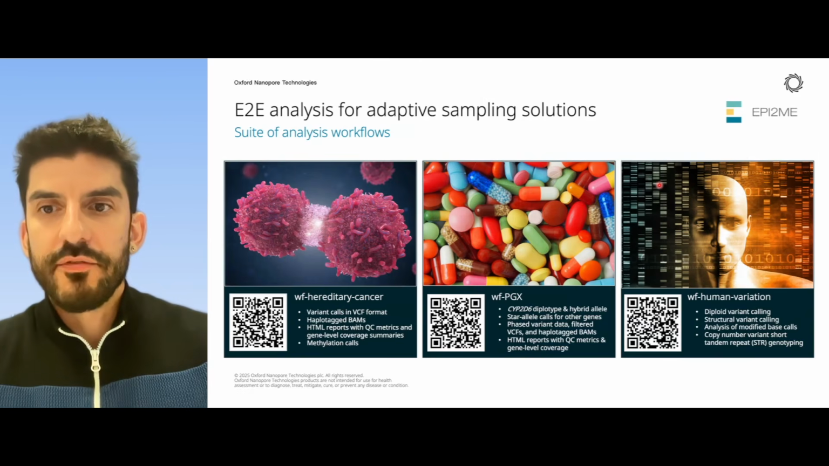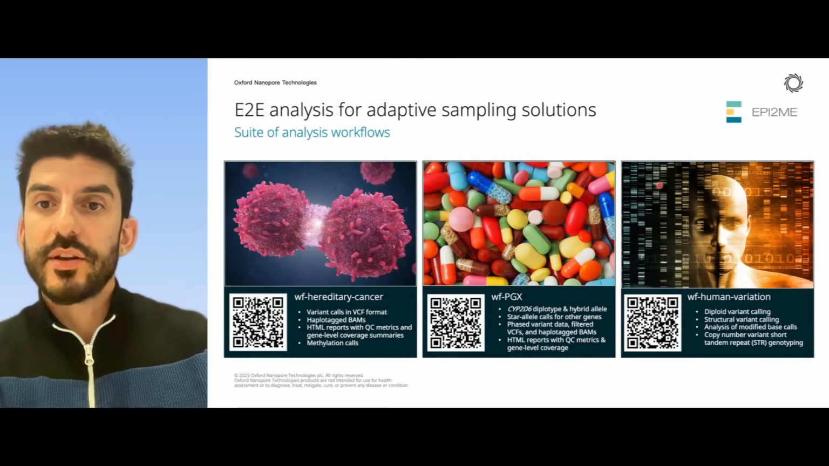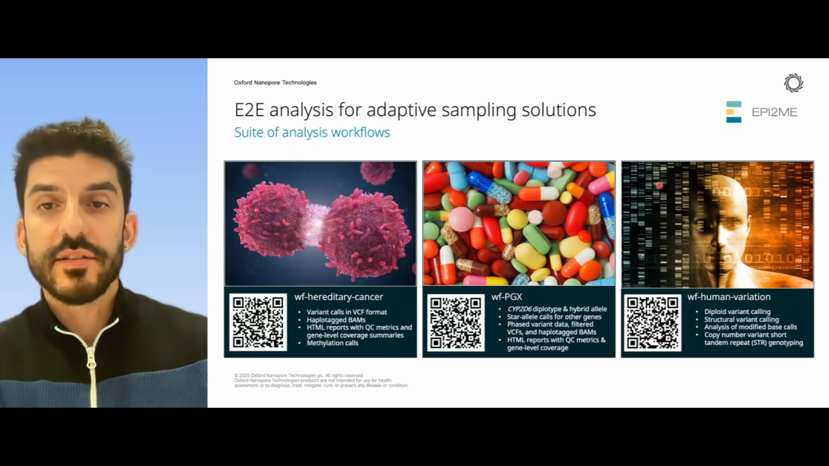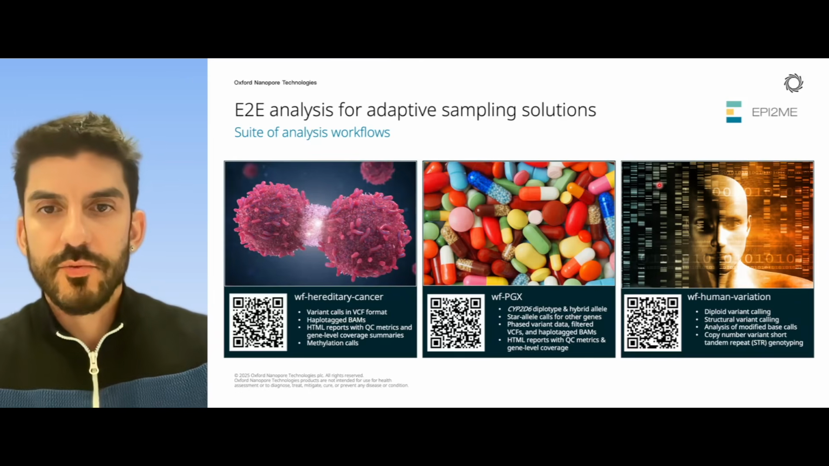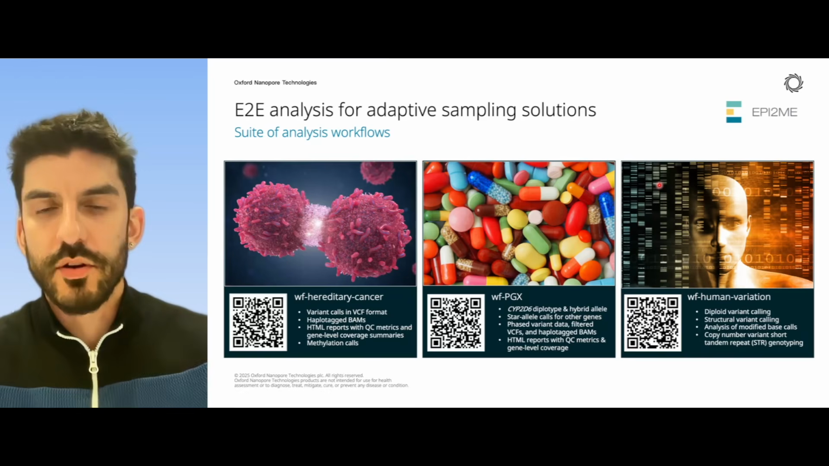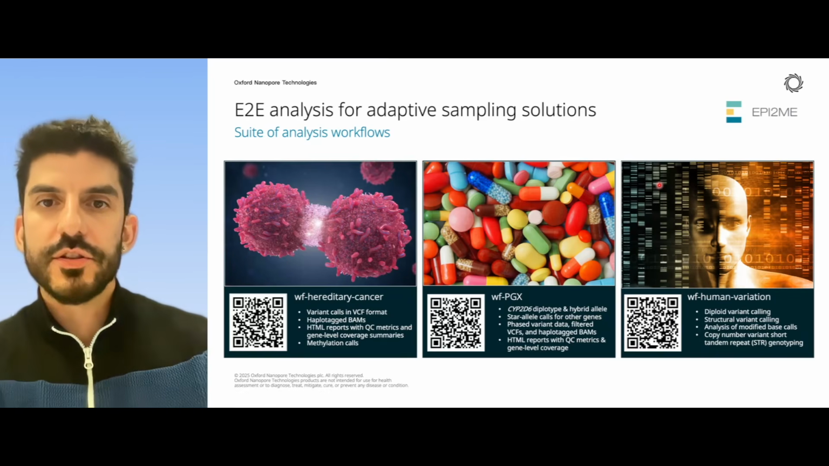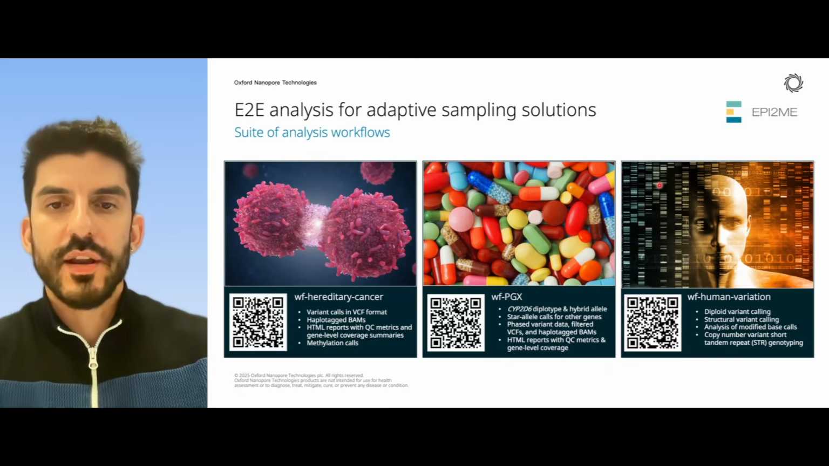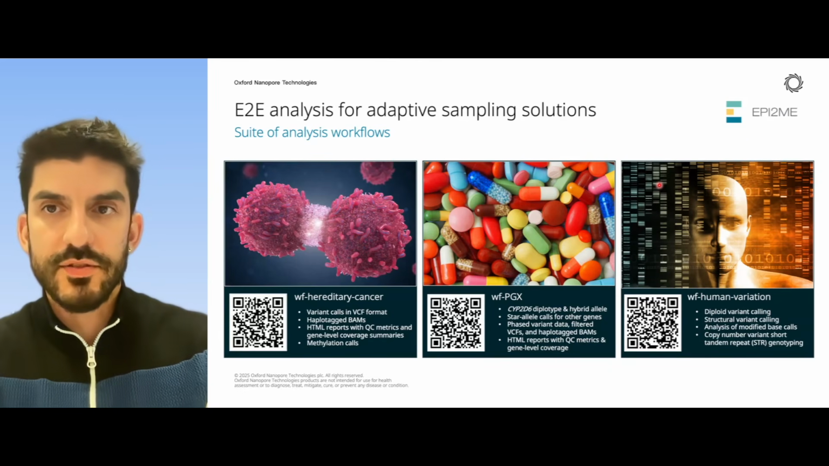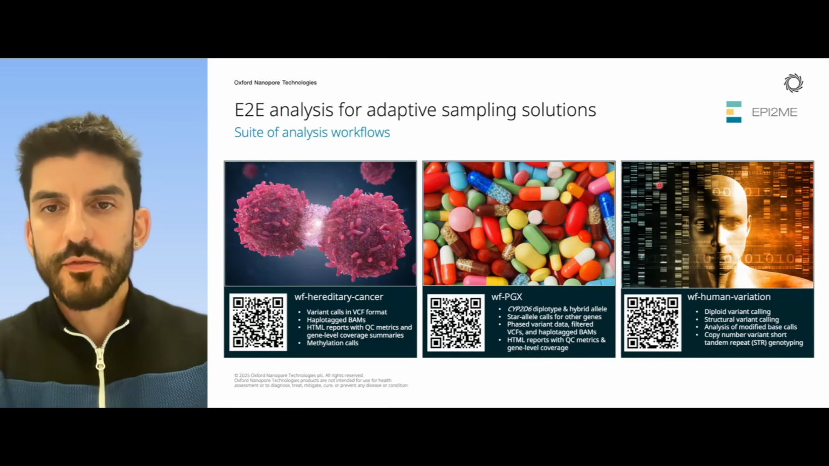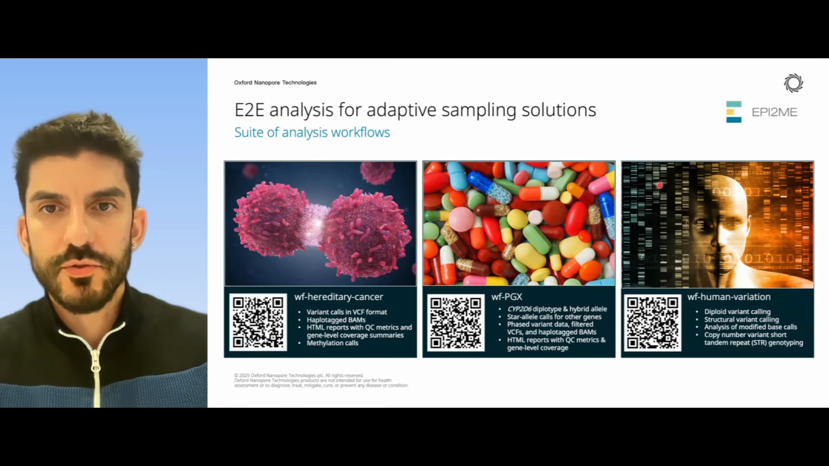So as I mentioned, we have our own protocols, our own end-to-end workflows that we supply, and these are the hereditary cancer one and the PGx workflow, and we also have the human variation workflow, which does some standard analysis on the outputs of the run. Now, the first two are adaptive sampling specific workflows, and we do have end-to-end protocols for these. However, you can always run any of these protocols or any of these EPI2ME workflows with your outputs in case any of these solutions adapt to your particular needs.